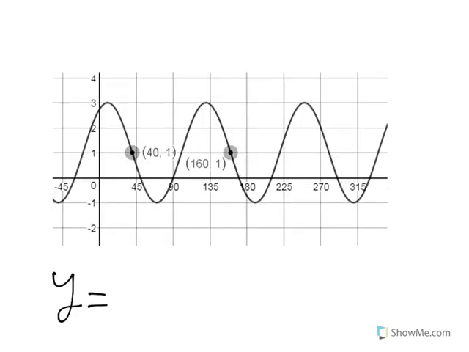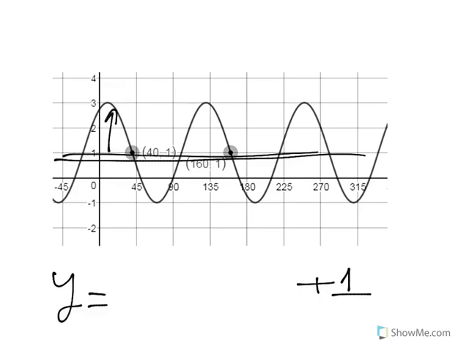Here's another one. I'll do them in a different order. The midline is here at 1. The amplitude is going to be 2. This is going down first, so I'm going to put a minus in front of there. We'll talk about cosine in a minute, but these are all sine so far.